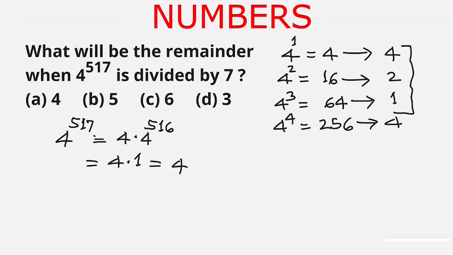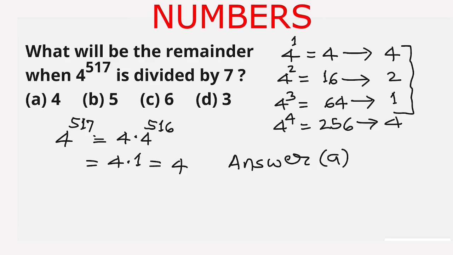This way we can solve similar type of questions by putting the powers one by one and finding the pattern. Here the pattern is that after every third power, the remainder repeats itself, and we have used that pattern in solving this question. And from the given options, our answer is option A 4.